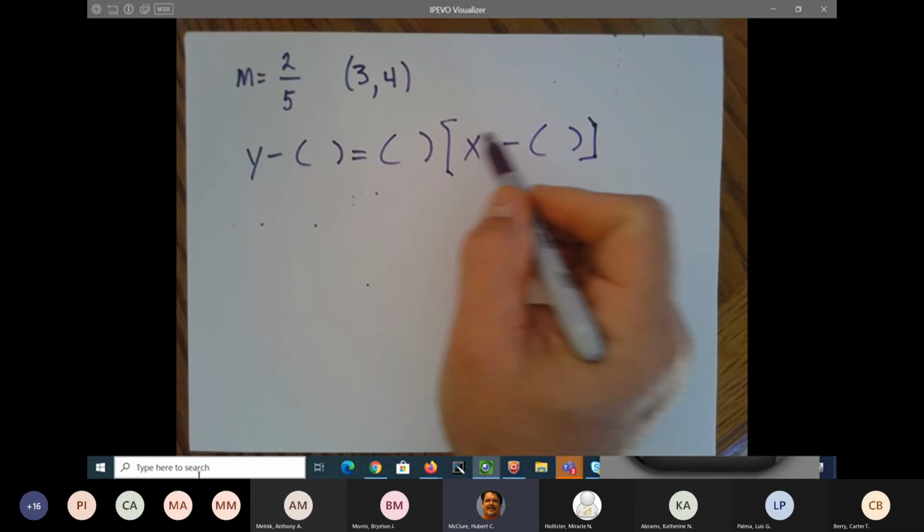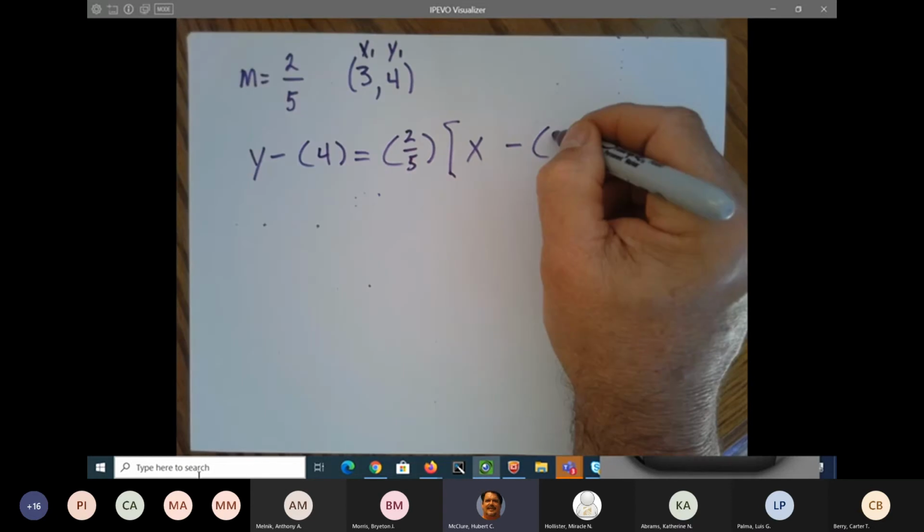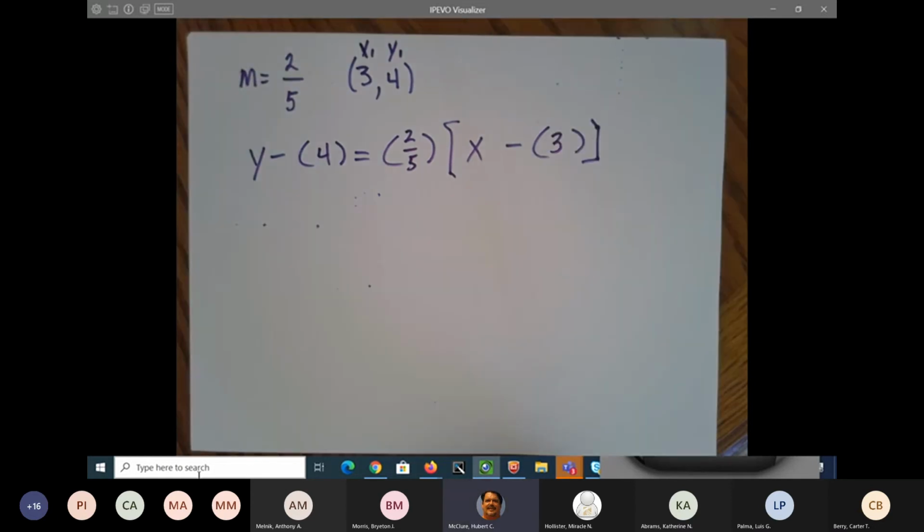So 2/5 goes here, 4 goes here, and 3 goes here. Now what? Solve for what? Solve for y, Hubert. That's right, class. Thank you.